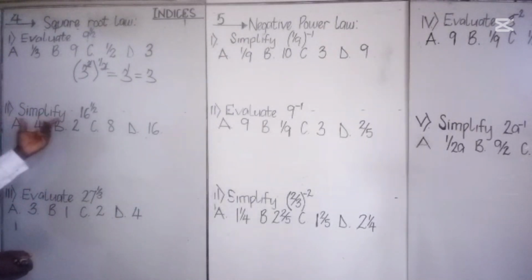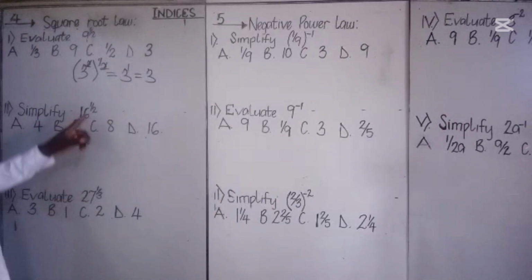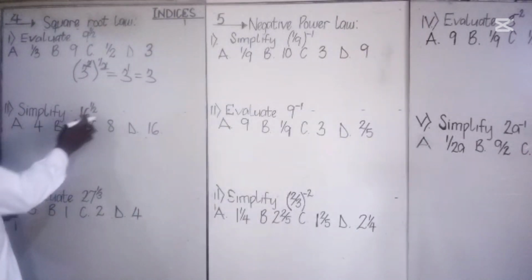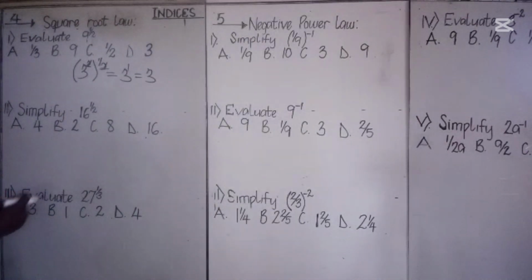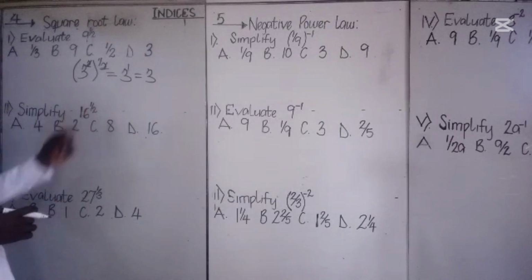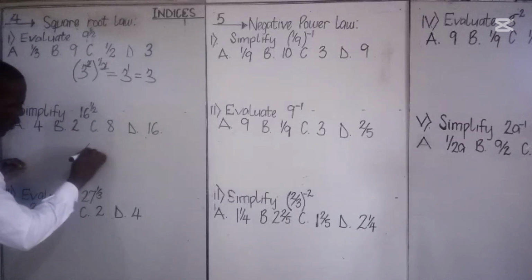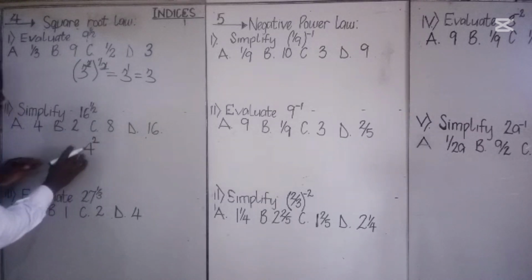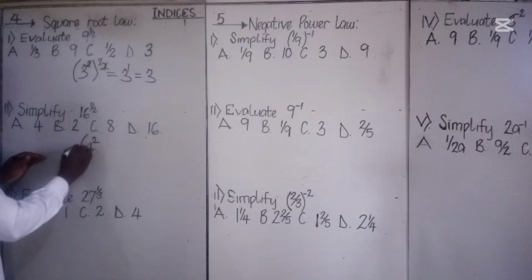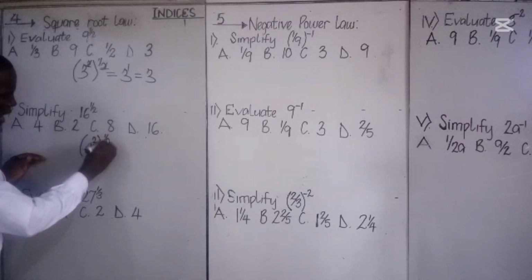Now, example 2. Example 2 says simplify 16 raised to power 1 over 2. And here are the options. This is the square root. And how do we go about solving this problem? We are going to generate a new power from 16 that is going to interact with the old power. And so from 16, we can generate something like 4 raised to power of 2. The reason is because 4 times 4 will give us 16. So we now have 4 raised to power of 2, then raised to power of 1 over 2.